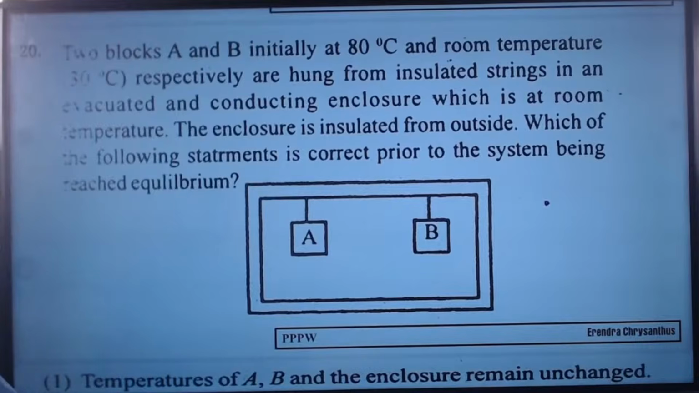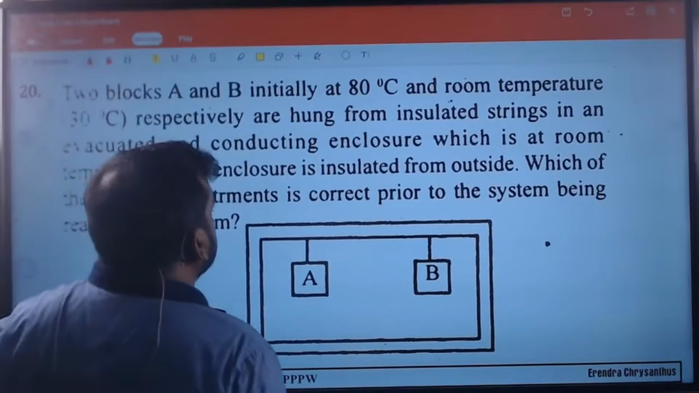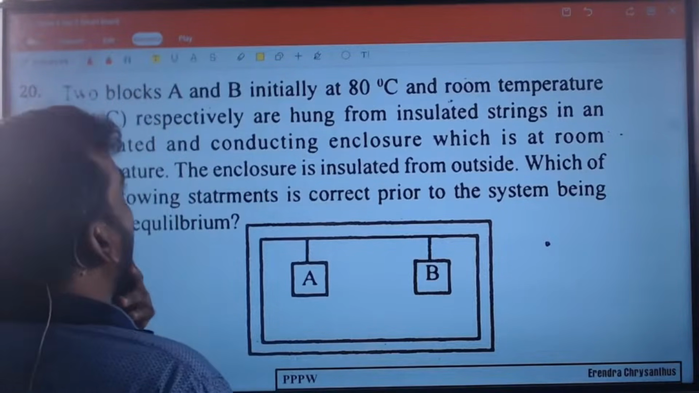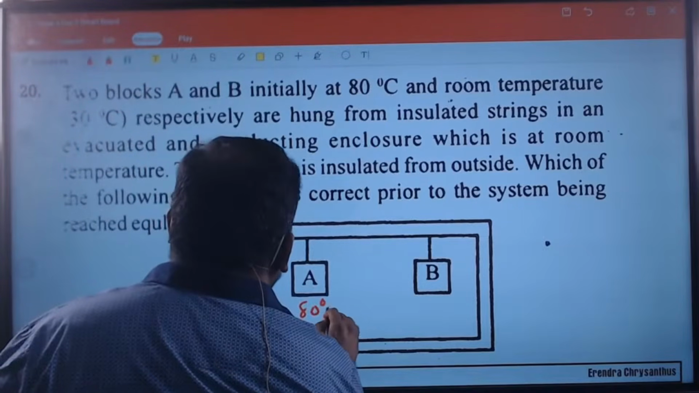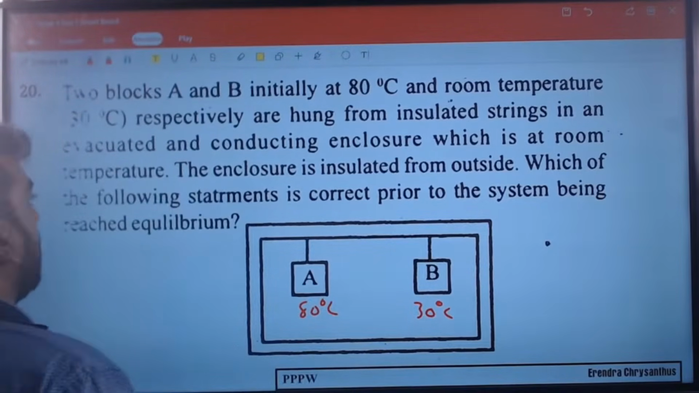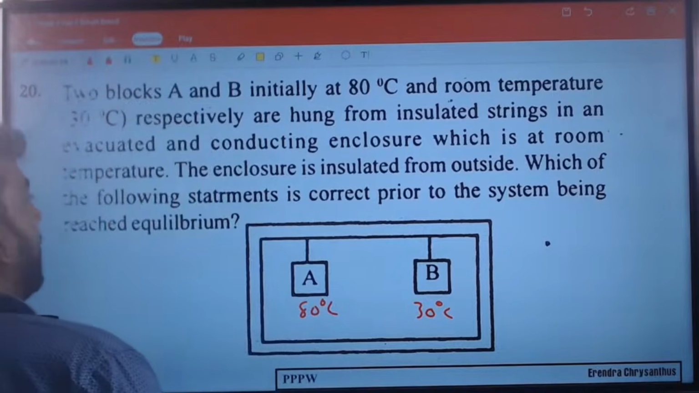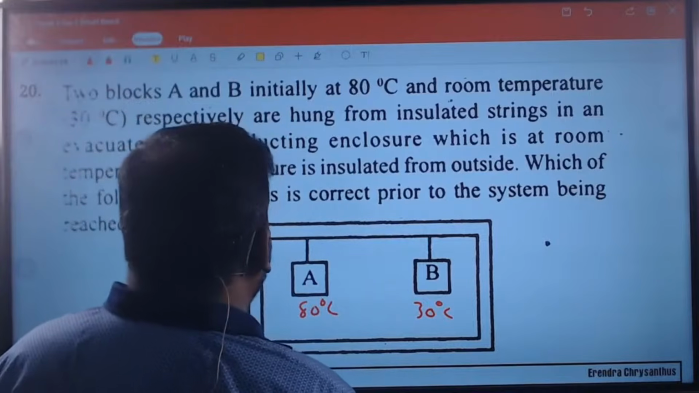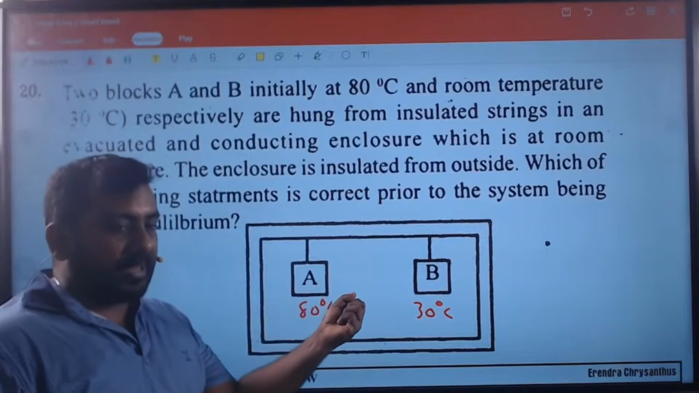Question number 20. Two blocks A and B initially at 80 degrees Celsius. So these at 80 degrees Celsius, these at 30 degrees Celsius, right? Enclosure is insulated from the outside. Which of the following statements is correct prior to the system reaching equilibrium? Reaching equilibrium means both of them will reach a middle temperature.